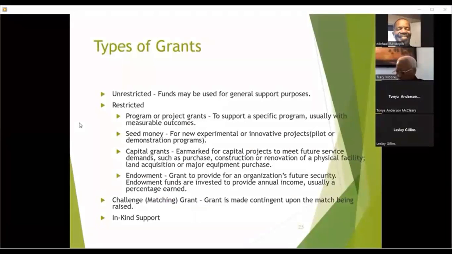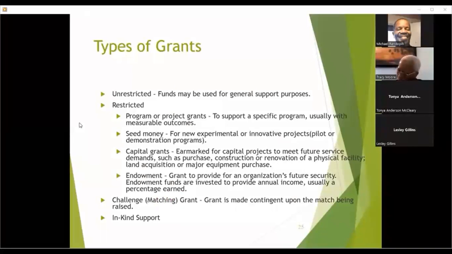What's an example of an unrestricted grant, though? Let's say a friend of yours says, I really like what you're doing. Here's a $1,000 donation to do with what your organization does. That's unrestricted. A restricted grant is when someone stipulates, here's $1,000 and I want you to use it towards your youth program.